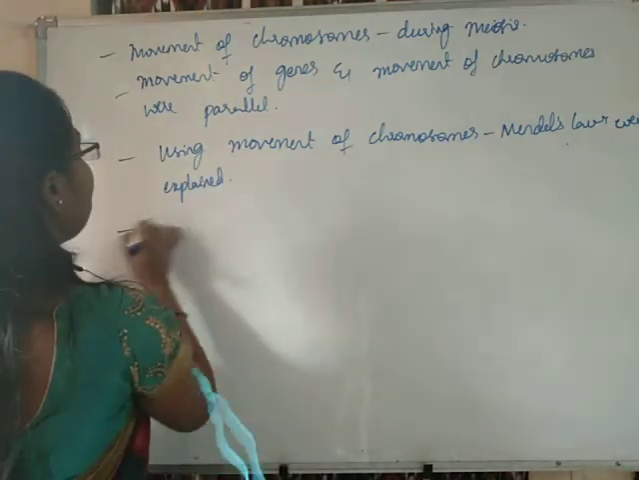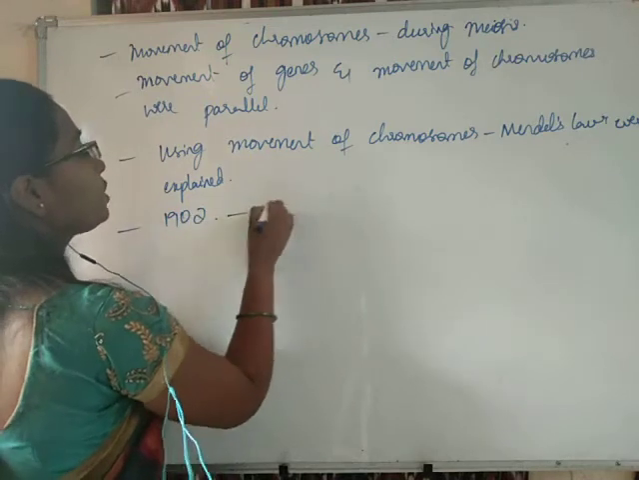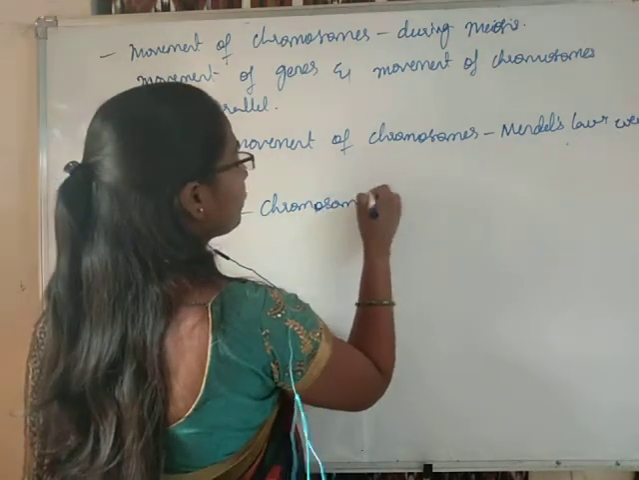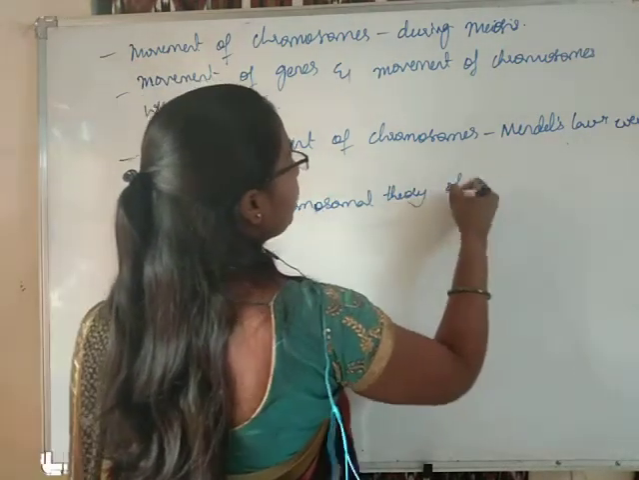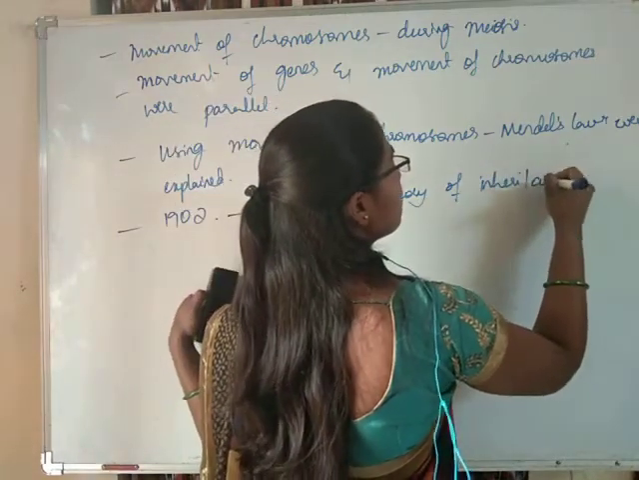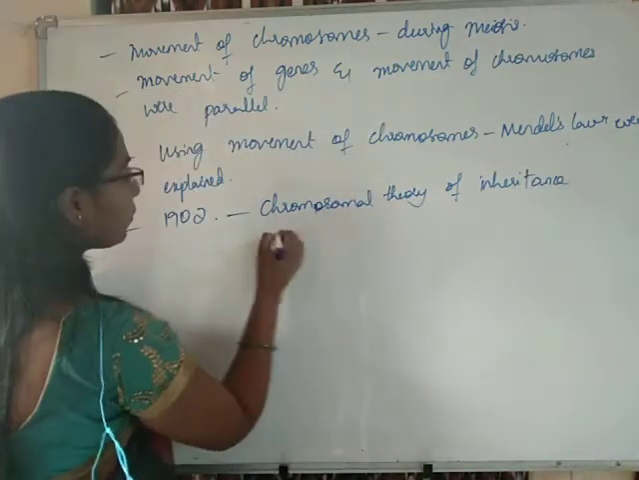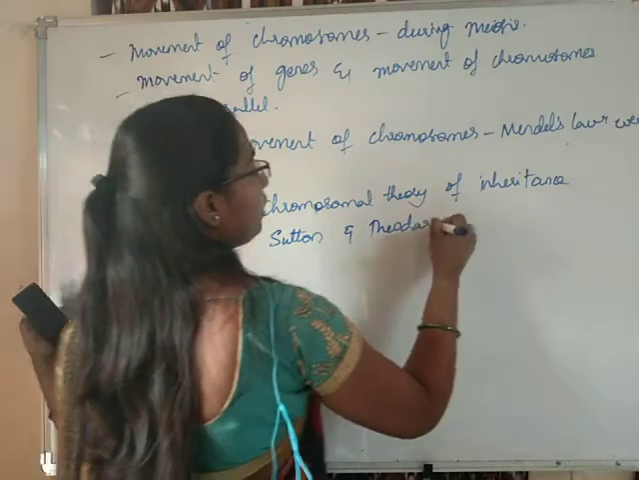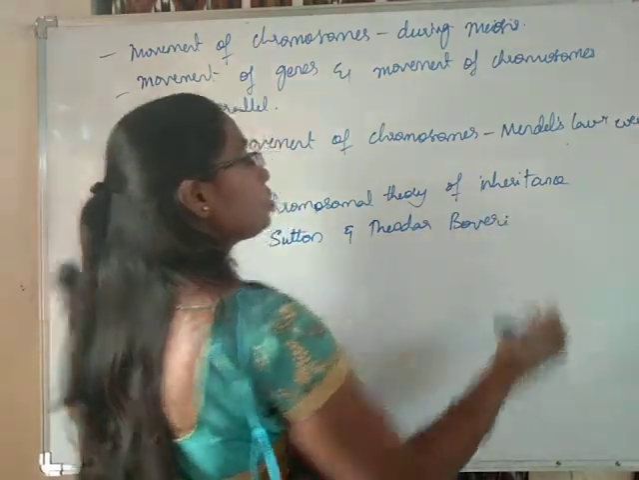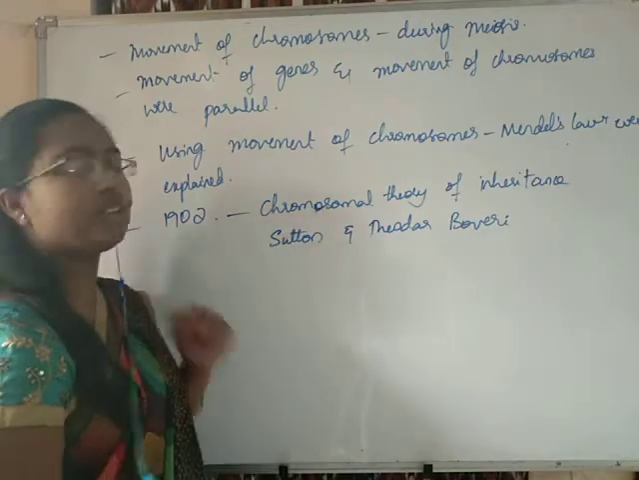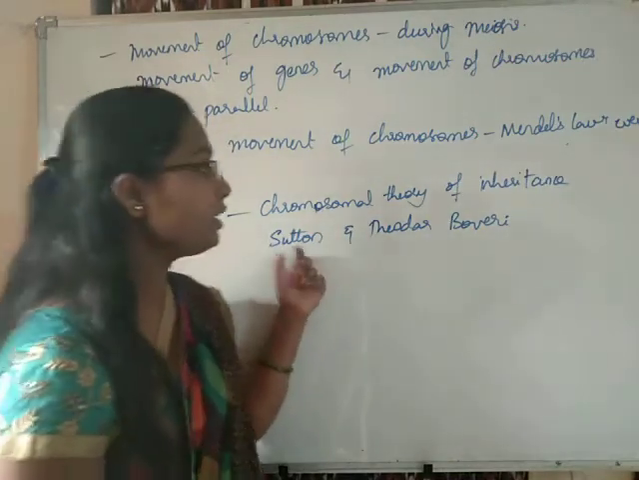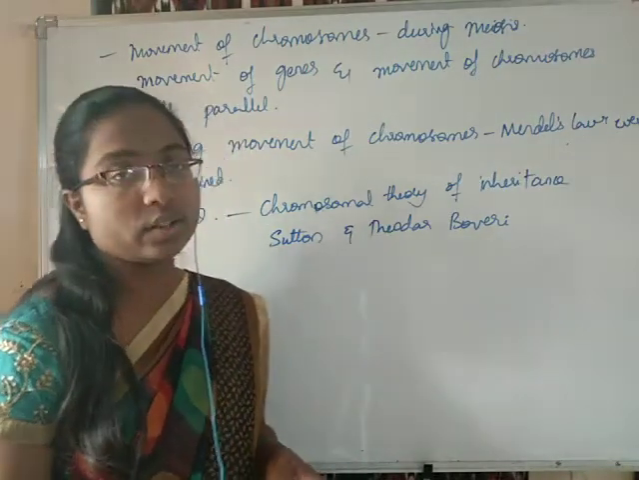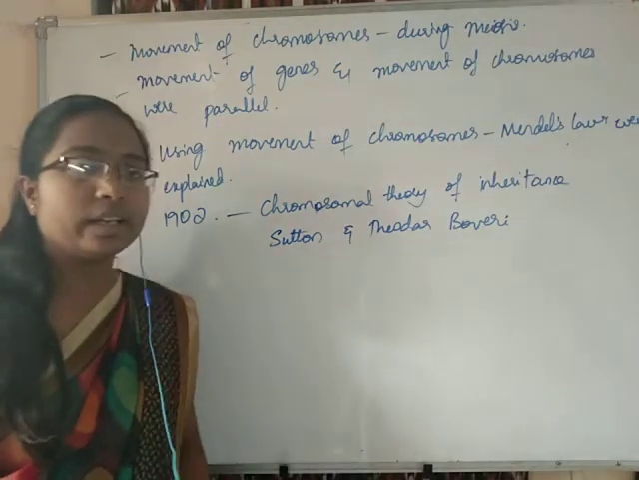Okay, and during 1902, this chromosomal theory of inheritance was given by Sutton and Theodor Boveri. These two people proposed this chromosomal theory of inheritance. Let us see what this chromosomal theory of inheritance is saying.